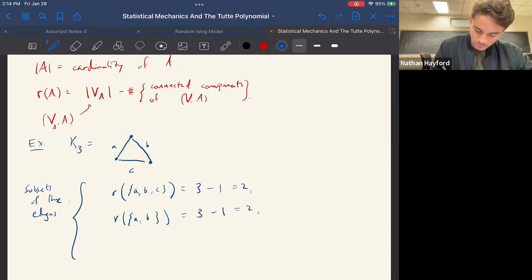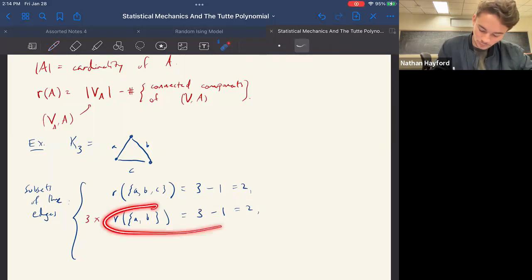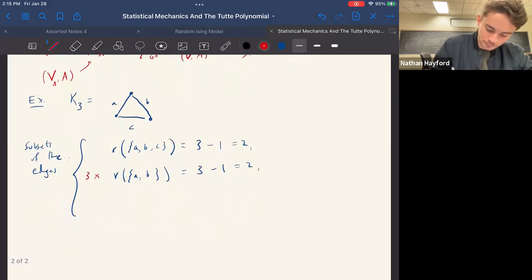I have BC and AC, but these are exactly the same as this one, so I'm just going to write times 3 over here. So there are 3 of this type, we'll call it, with 2 edges included.